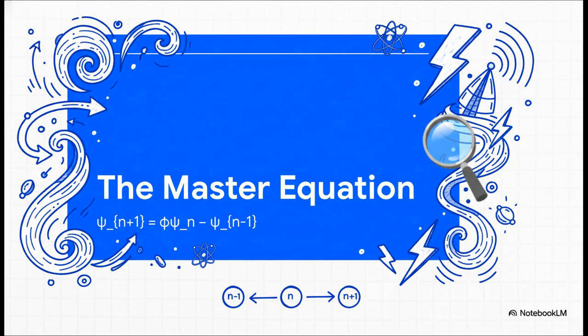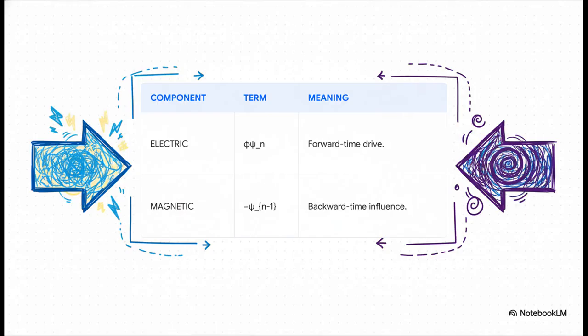It's actually pretty straightforward. It just says that the next state of a system, that's our little psi at step n+1, is determined by the current state minus the previous state. That's it. This one little formula makes the incredible claim that it can describe all of electromagnetism. So let's split this equation in half, because that's where the magic is. The first piece, that's the electric field.